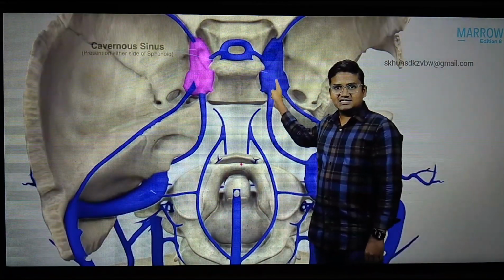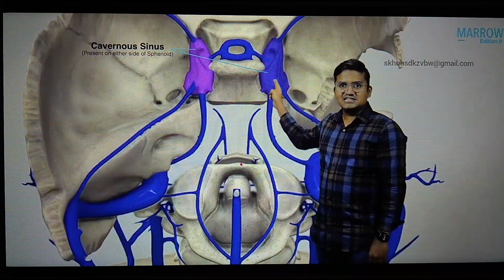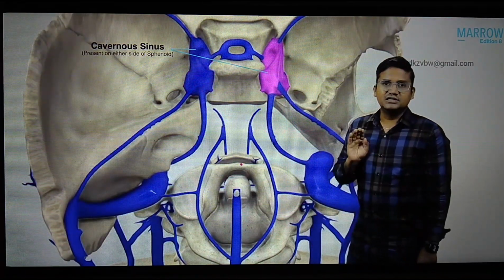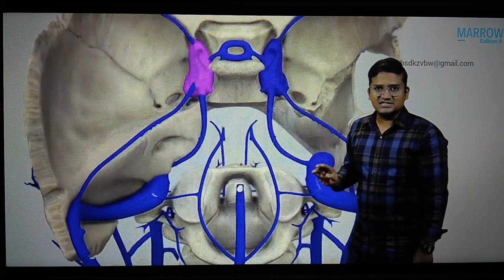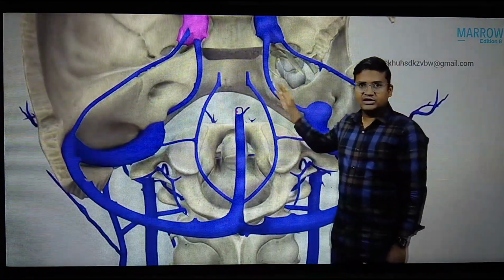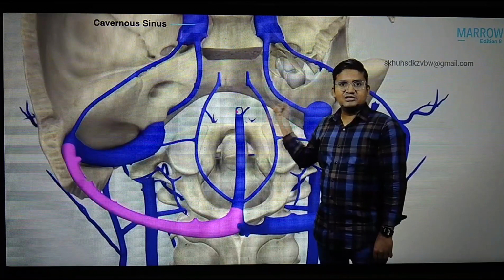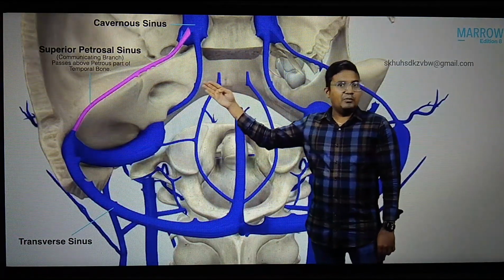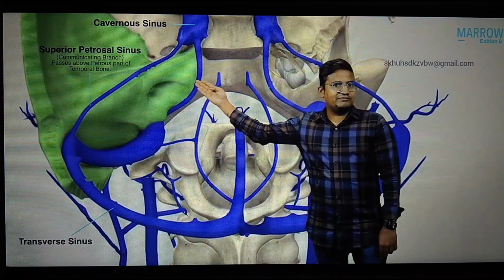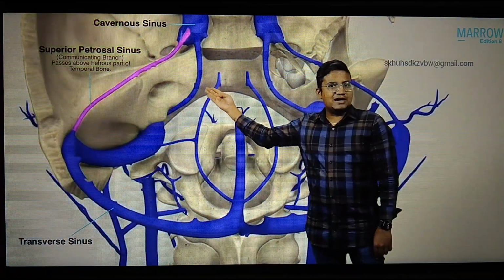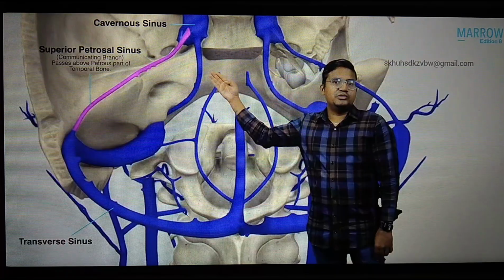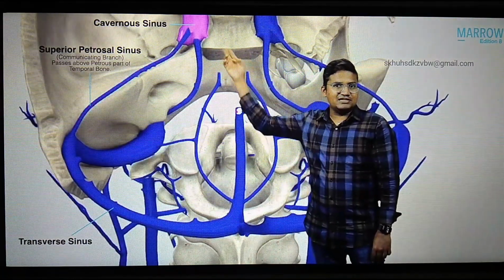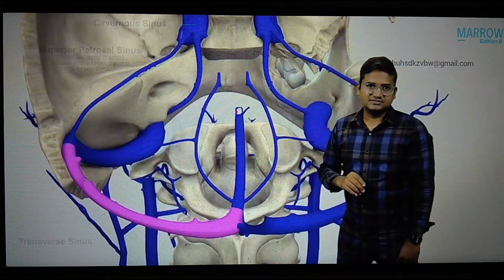Now we're going to see the cavernous sinus. This is a cavernous sinus, present on either side of the body of the sphenoid bone. Now we're going to see the connections of the cavernous sinus, the communicating channels. The cavernous sinus communicates with the transverse sinus via this vein, which passes above the petrous part of the temporal bone. That is called the superior petrosal sinus. It connects the cavernous sinus to the transverse sinus.